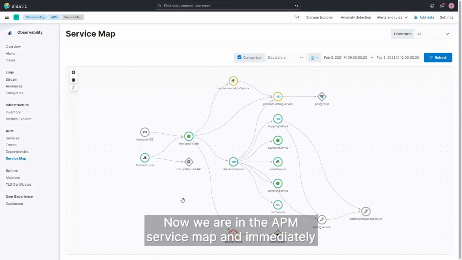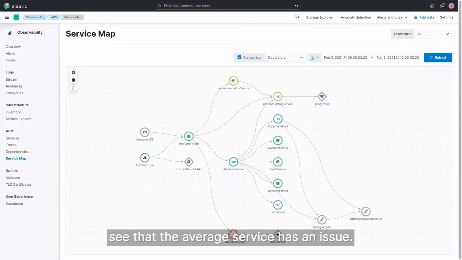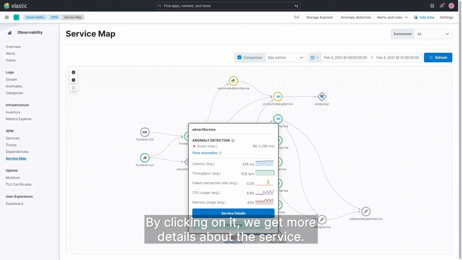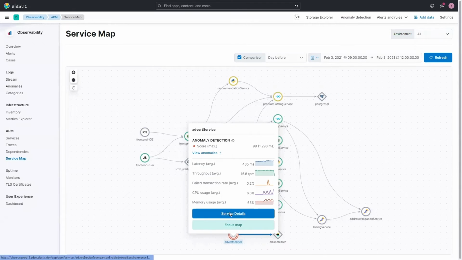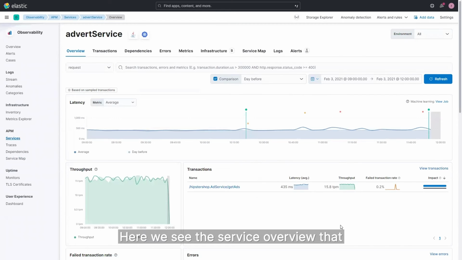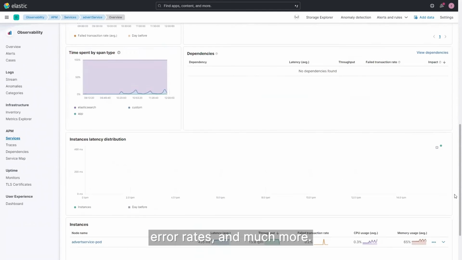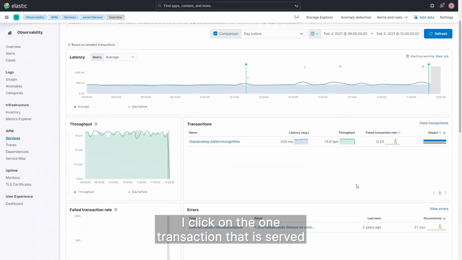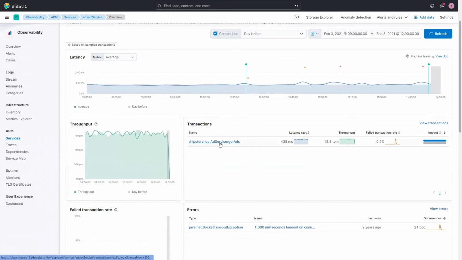Now we are in the APM service map and immediately see that the advert service has an issue. By clicking on it, we get more details about the service. Here we see the service overview that includes metrics about performance, error rates, and much more. I click on the one transaction that is served by the service to get more details.